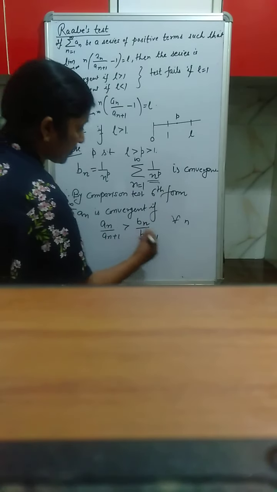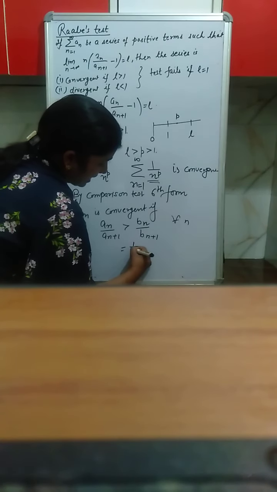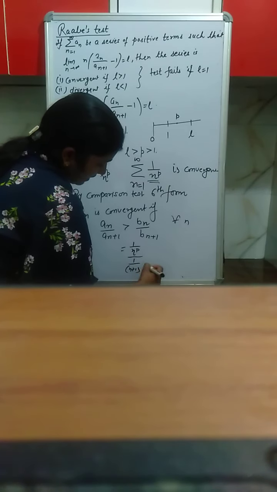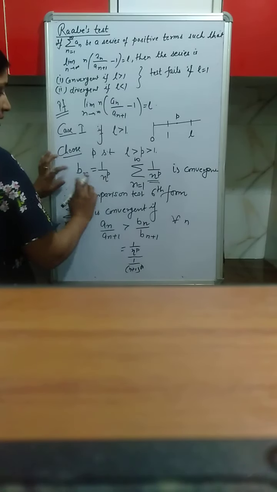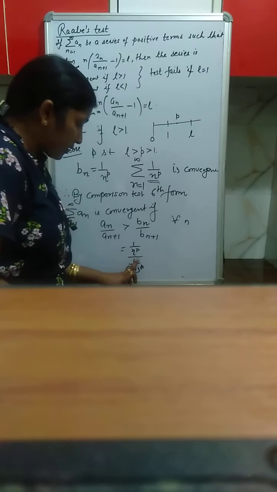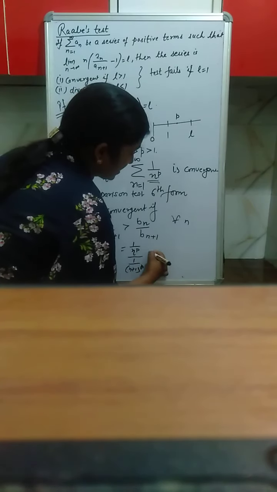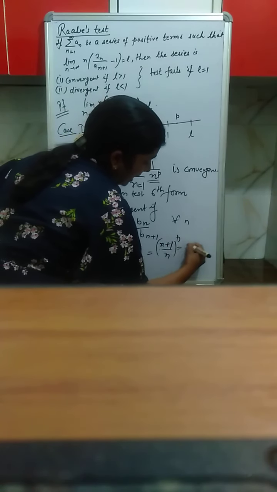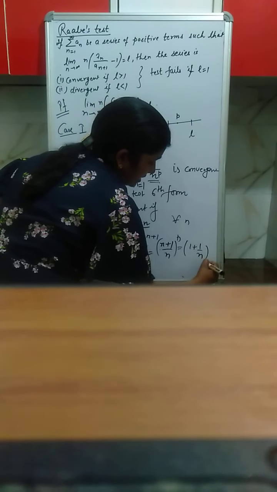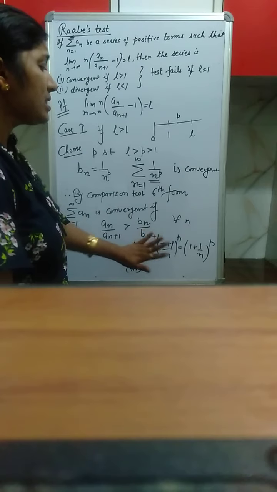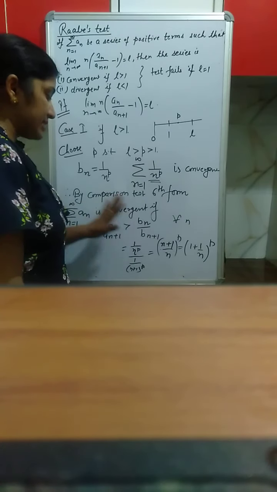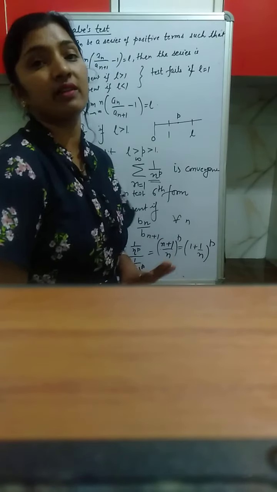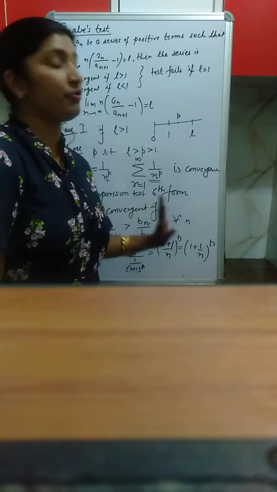But what is this B_n upon B_{n+1}? It is 1 upon n raised to the power P upon 1 upon (n plus 1) raised to the power P, because B_n is 1 upon n raised to the power P. So B_n upon B_{n+1} is (n plus 1 upon n) whole raised to the power P, and this is (1 plus 1 by n) raised to the power P. Okay, so what we have: summation u_n is convergent if u_n upon u_{n+1} is greater than (1 plus 1 by n) raised to the power P, and now we can expand it with the help of the binomial theorem.